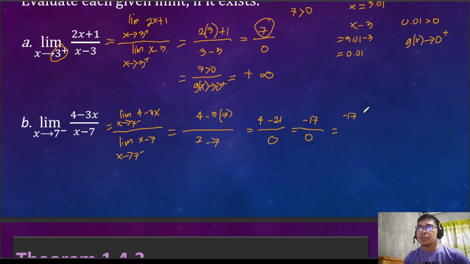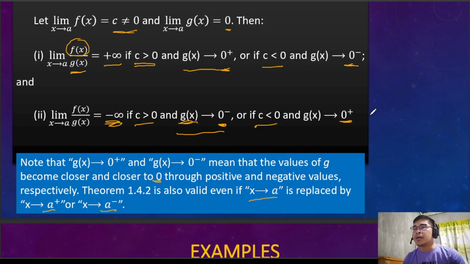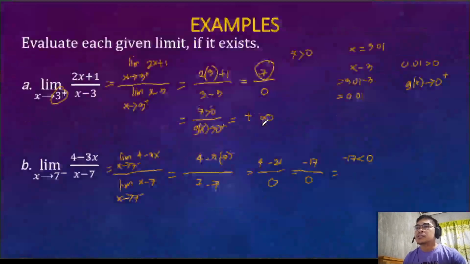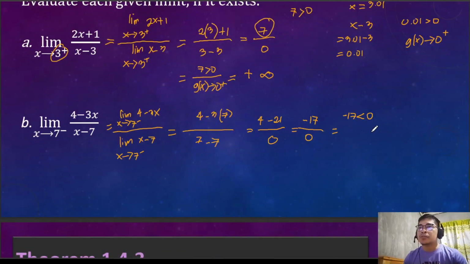Negative 17 is less than 0. So, here na ba? Yes, in this case, we have this one. C is less than 0 in both cases. So, let us find out our denominator, our g of x. So, we have x minus 7. And then 7, our a is 7 from the left.